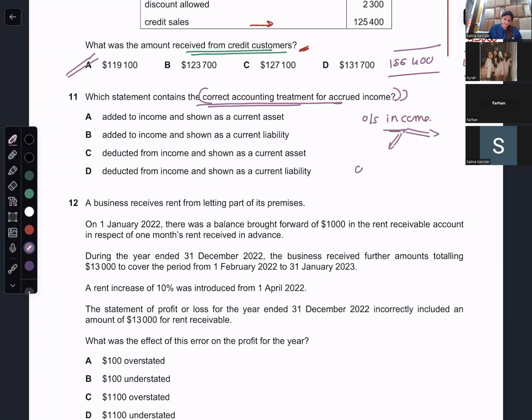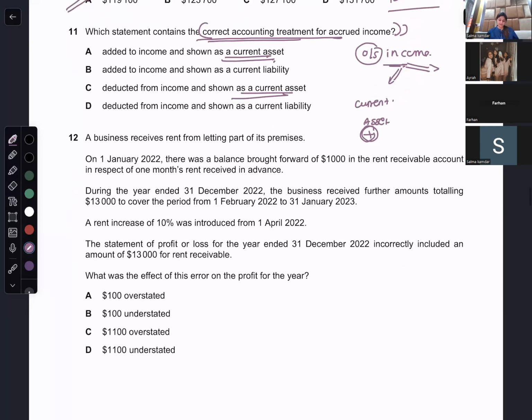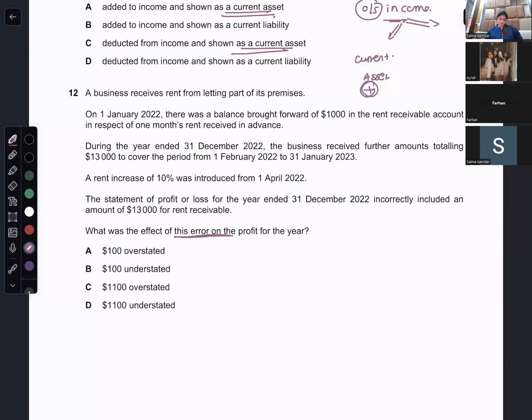And what do you do to outstanding income? Add or subtract? You add it. Outstanding is added, prepaids are subtracted. First you need to decide whether outstanding income is a current asset or current liability. So outstanding income is a current asset, so you're going to add it. Okay, do the next one. I'm giving you time, then you can discuss. Come on, let's do it together.